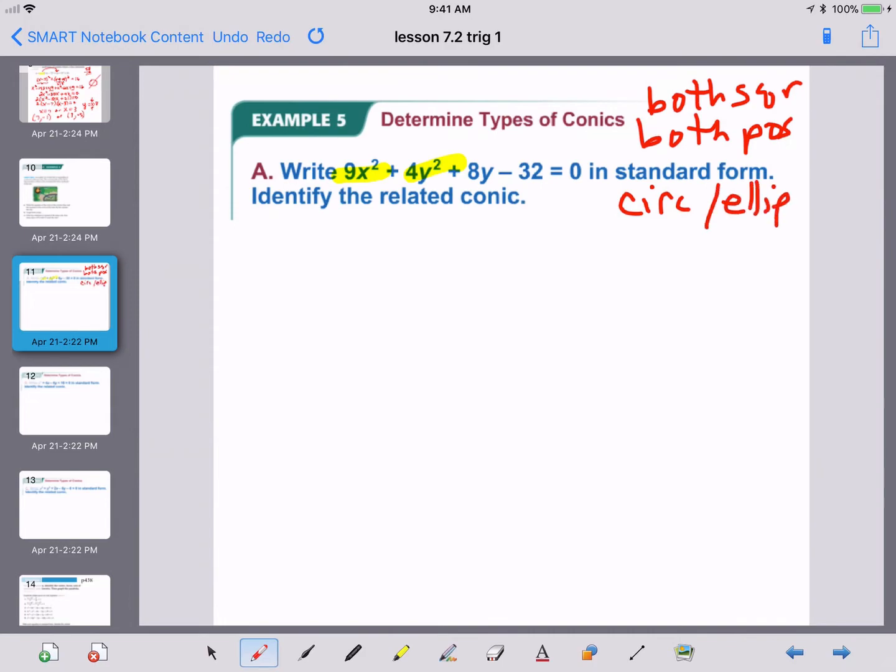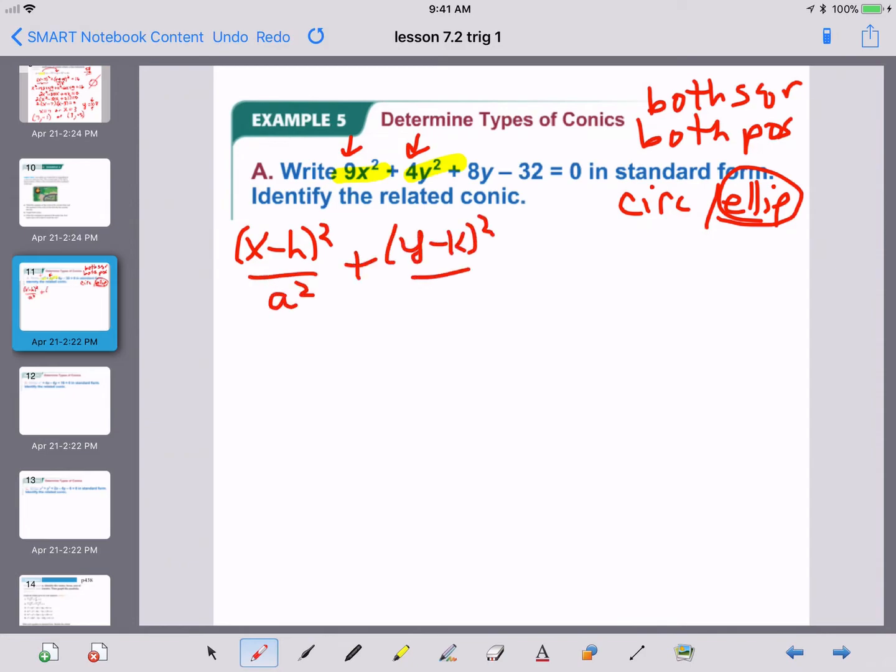But which one? Well, see the coefficients? See how this has a coefficient of 9 and this has a coefficient of 4? Because the coefficients are different, it is going to be going in different lengths in the x and y direction. So it is an ellipse. Now, it says to put it in standard form. So our standard form is (x - h)²/a² + (y - k)²/b² = 1. So we're going to put the x's together.